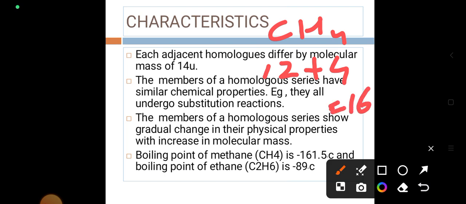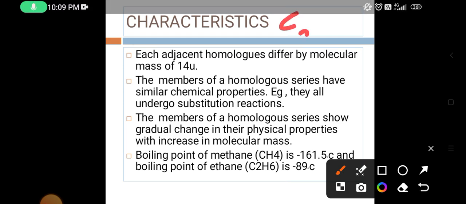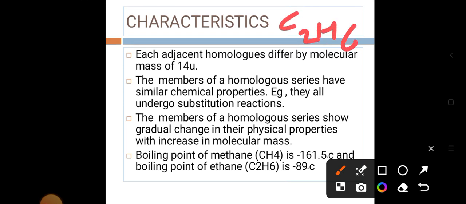Now the next homolog, that is C2H6. C2H6 would have a molecular mass of: carbon is 12, 12 twos are 24, plus 6, that is 30. So 30 minus that of CH4, 30 minus 16, is going to be 14, right?